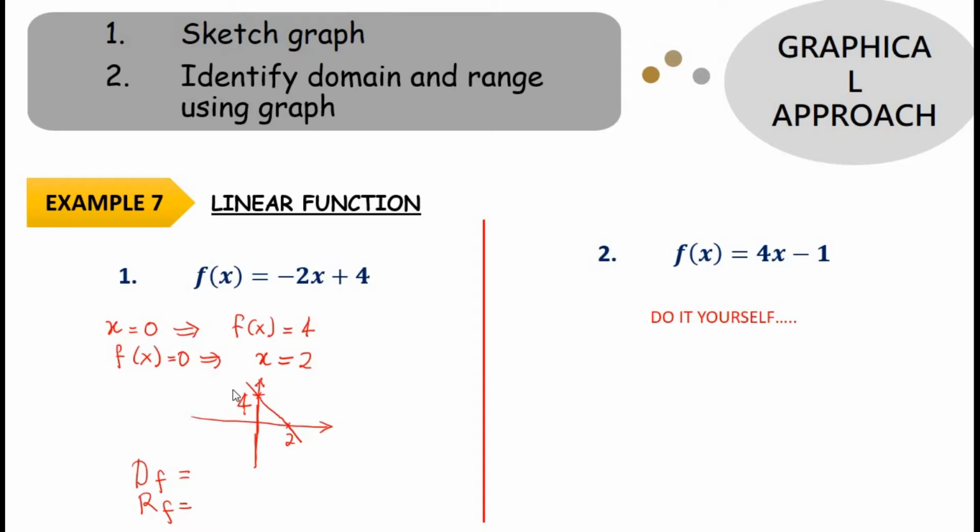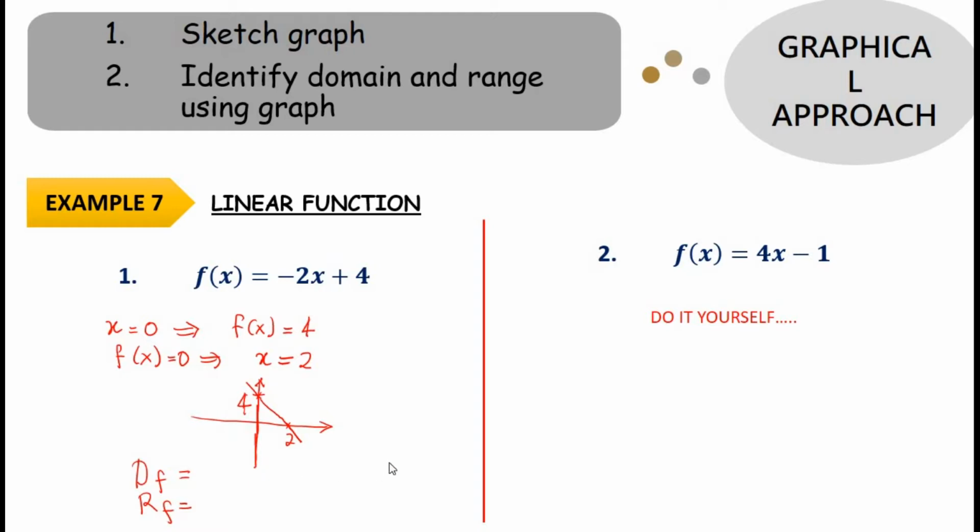From this graph, you can see that the domain of the function is actually no limit. It's from negative infinity to infinity, or all the real numbers. Same for the range. The values of y, which is f(x), you can see all over the line, meaning that it is from negative infinity to infinity.